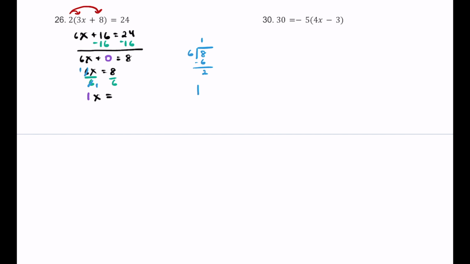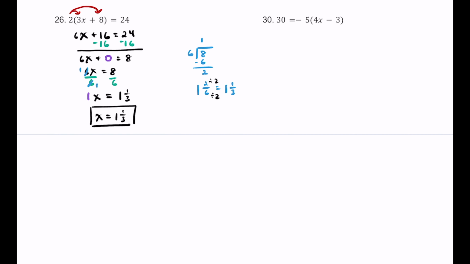So it goes in one time with 2/6 left over, which is really 1 1/3 if you simplify and divide top and bottom by their GCF of 2. So divided by 2, divided by 2. So this is going to end up being 1 1/3. And so we can say x is equal to 1 1/3.